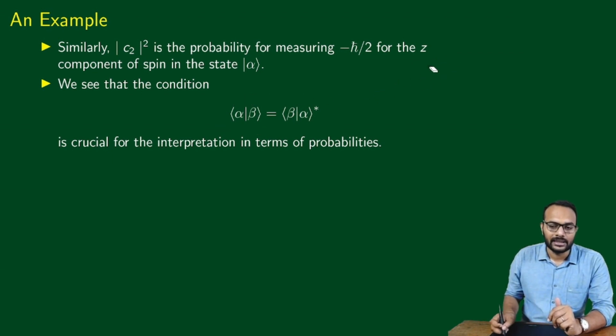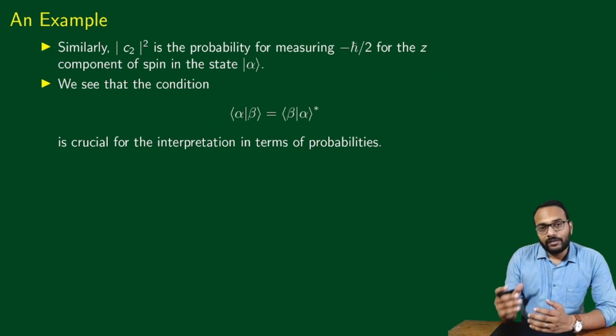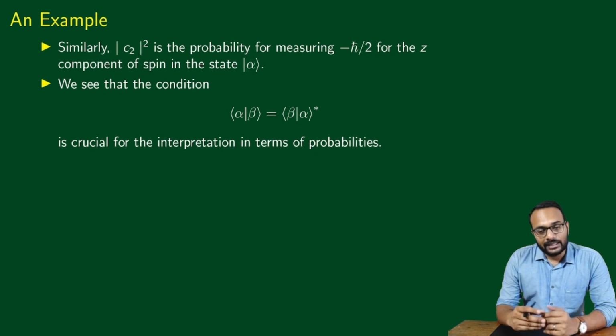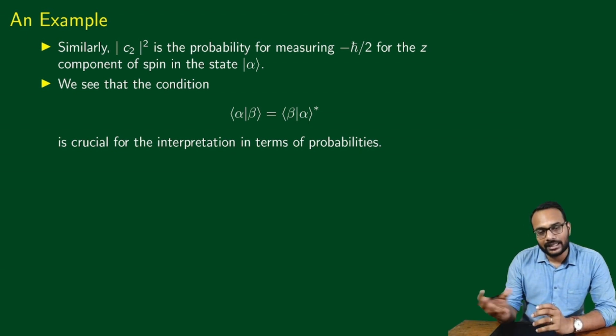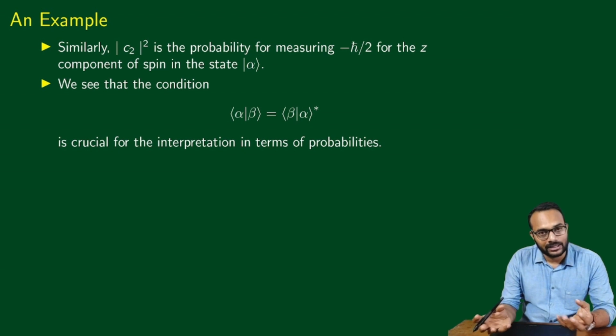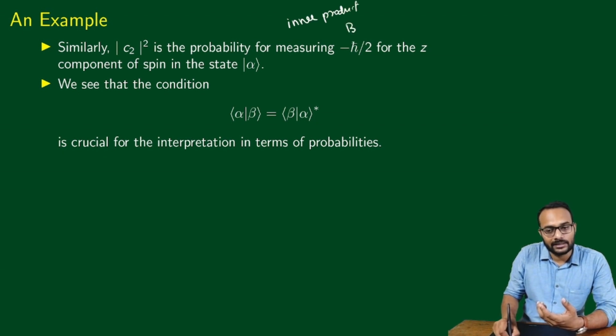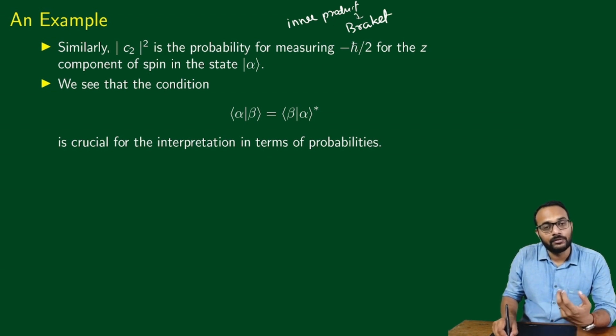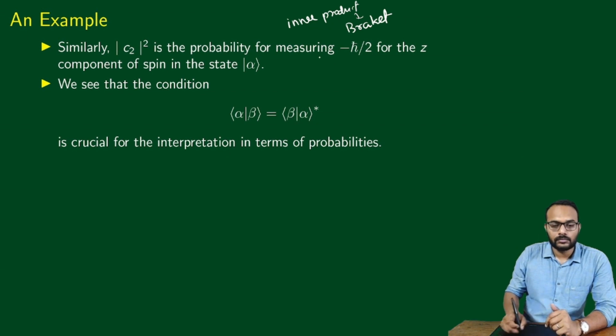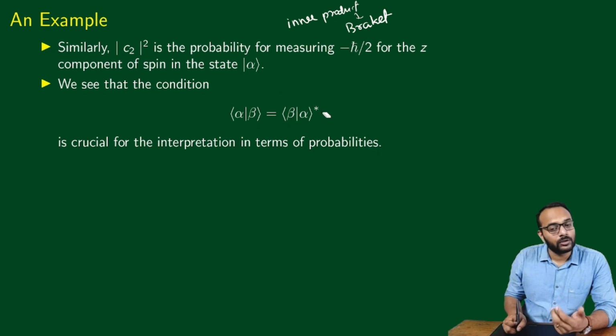So let me summarize what I have said here. We have defined a dual space called the bra space, and the important application of the bra space is to form inner products. We can take a vector and a dual vector and combine them to form a number. This combination is called an inner product, or equivalently, a bracket. So we can take a bra and a ket and form a bracket, which is another name for an inner product. And we looked at some of the rules, and we said that these rules are important for quantum mechanics.